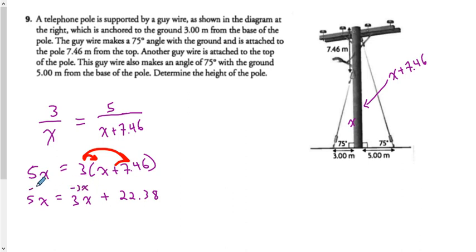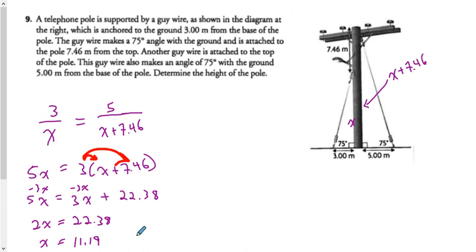Let's subtract 3x from both sides, so we have all of our x terms on one side. 5x minus 3x is 2x equals 22.38. Let's divide both sides by 2. And what we're going to end up with is 11.19. Now, does that answer our question?